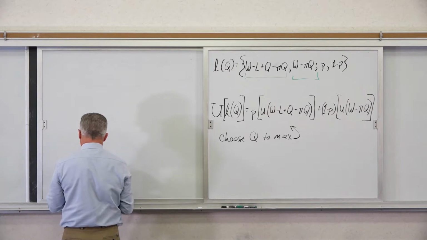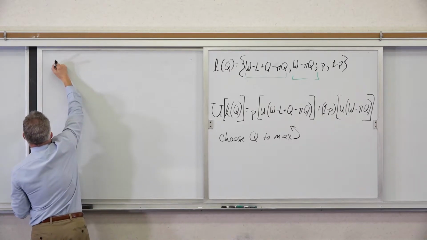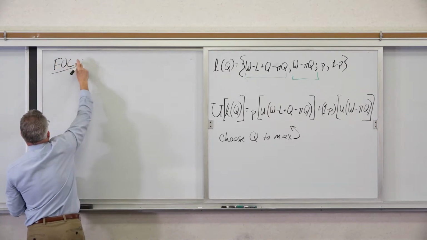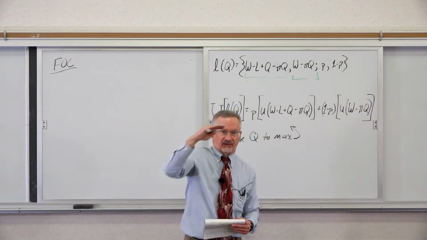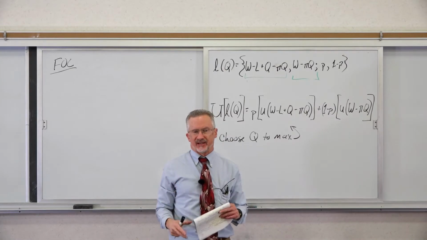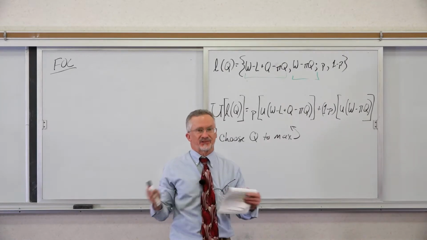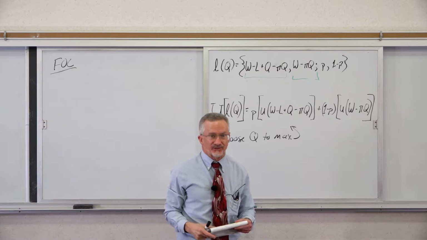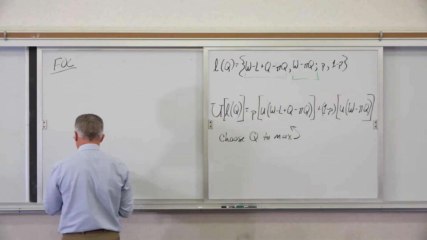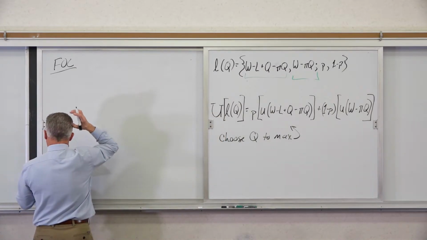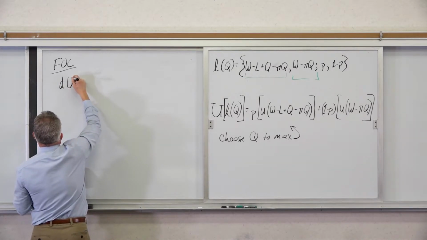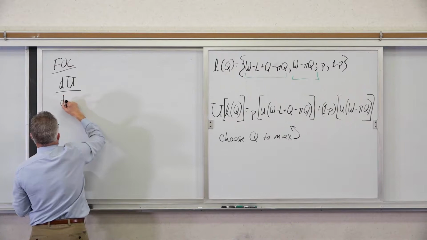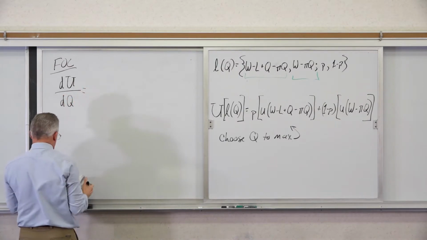The first order condition is going to be necessary and sufficient by virtue of the concavity. The concavity of that utility function also means that the second order condition is satisfied here, so this will be for a maximum. The homeowner's first order condition will be that dU/dQ will be equal to 0.